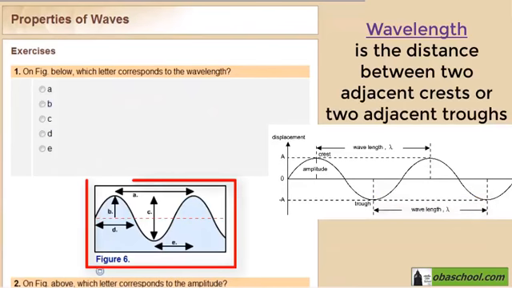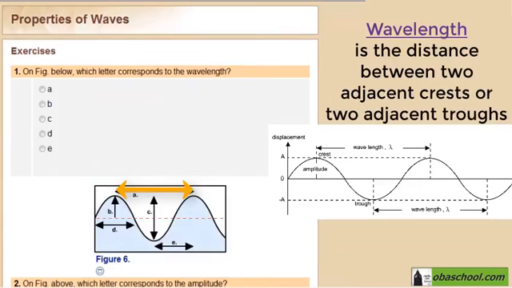So, if we return to figure 6, we find that letter A represents the distance between two adjacent crests. This is the first crest and this is the second, and letter A is the distance between them. Letter B represents the amplitude from the rest position to the maximum of the first crest. Letter C represents the amplitude from a trough to the crest, so from the minimum to the maximum amplitude.